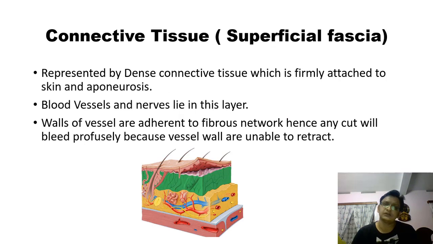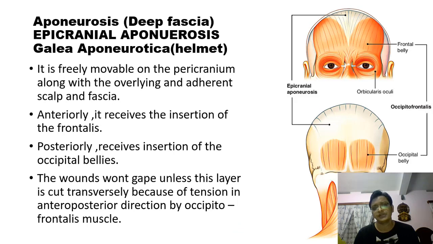Coming to the next layer, called connective tissue, also known as superficial fascia. It is represented by dense connective tissue which is firmly attached to the skin and aponeurosis. Blood vessels and nerves lie in this layer. Walls of vessels are adherent to the fibrous network, and hence any cut will bleed profusely because vessel walls are unable to retract.